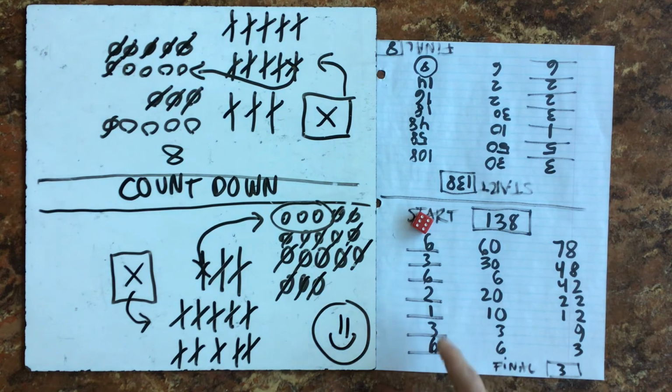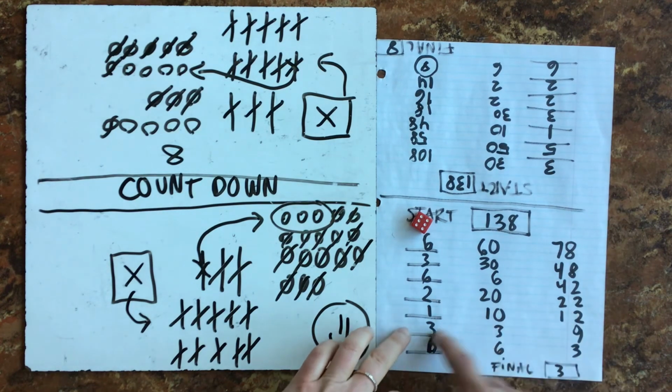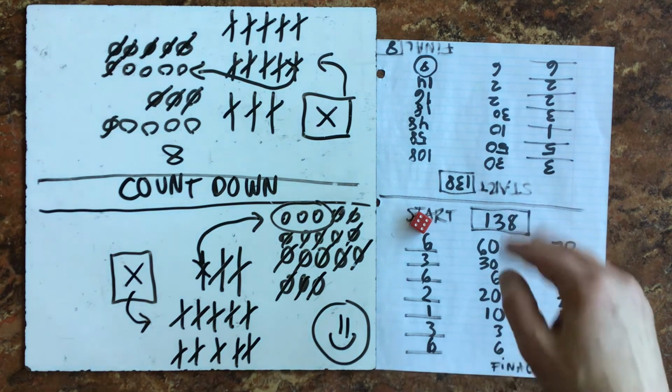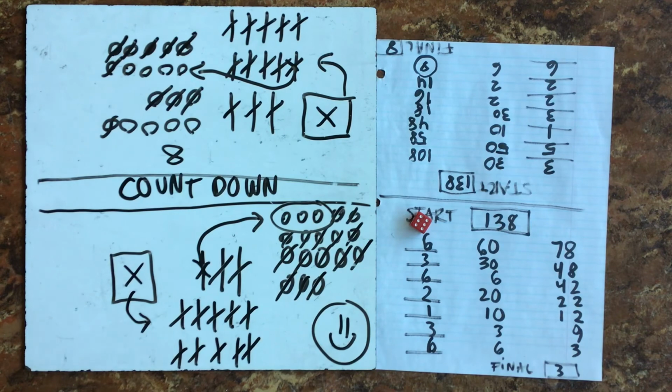Now, if at some point in your game you are stuck and you're not able to take away any more because you have no more left, the game ends for both players, and you take the one that's the closest to 0. Have fun playing Countdown.